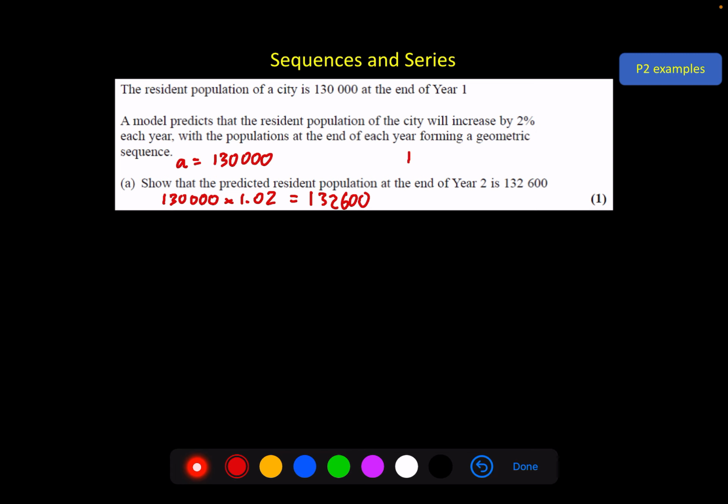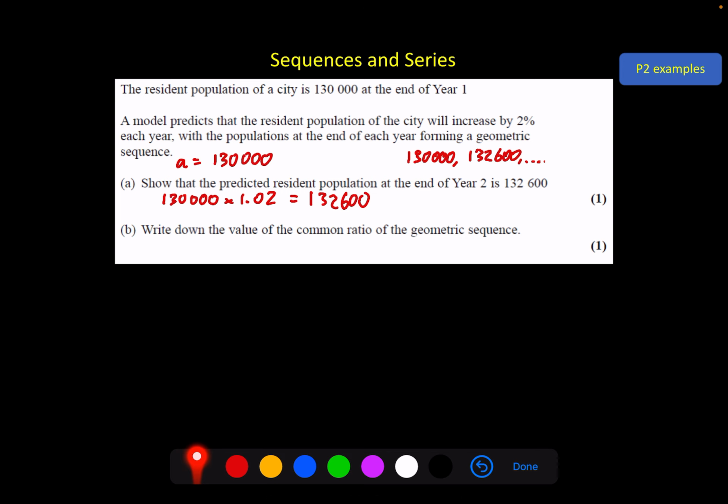So our sequence, 130,000, 132,600, and so on. And again, let me reiterate here, the term is how many people there are. I don't need to add these together because I'd be adding the same people twice for most of it. So this is the total population at the end of year 2.